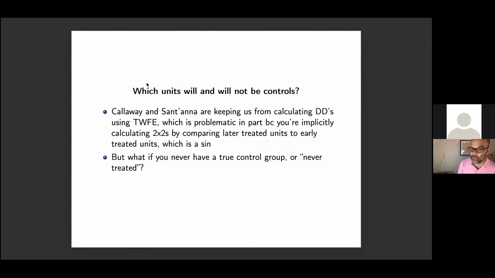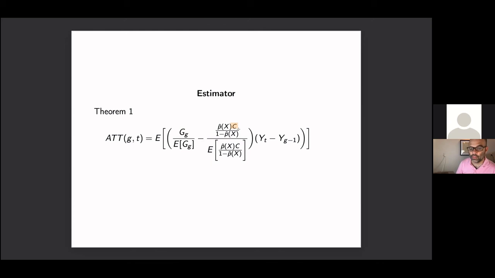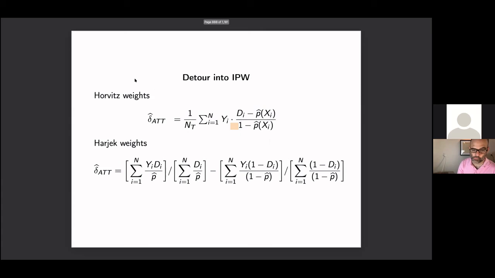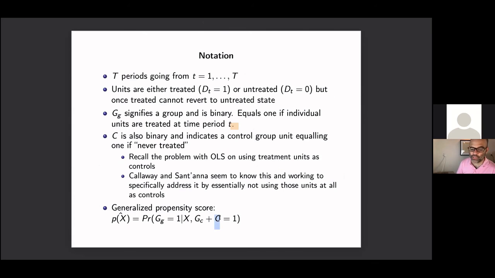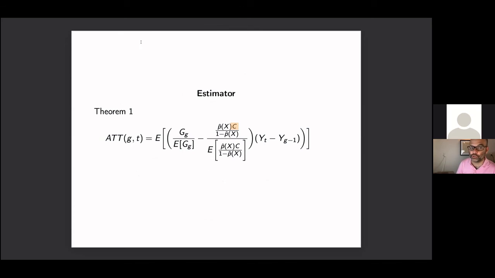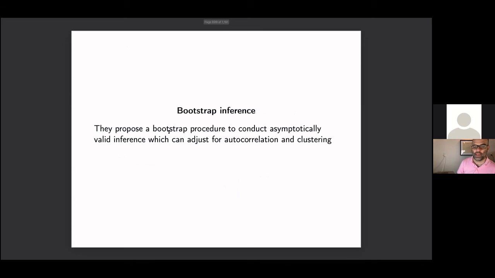Which units will and will not be used as controls? Notice the C is referring to the control group. You are not going to be using already treated groups in your controls. Callaway and Sant'Anna will not let the already treated units be in the calculation. C will equal 1 for not yet treated or never treated, but the already treated units are discarded. And then they'll propose a bootstrap.